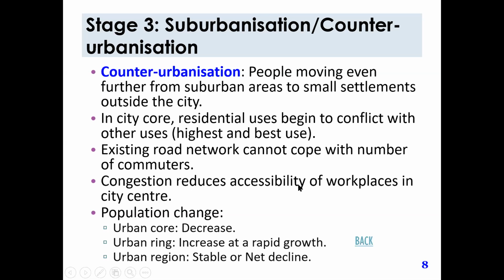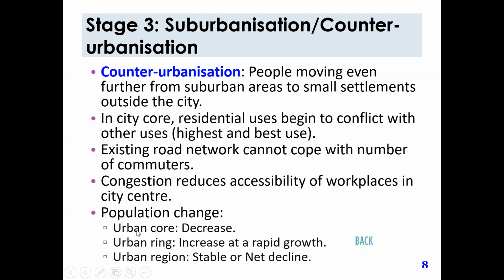Congestion reduces accessibility of the workplace in the city center. So now you take longer to commute from your houses to the workplace. Accessibility, increased travel time, increased cost. Traffic cost is not just your petrol, your toll, but also accidents must be taken into consideration as well. Accidents, although they don't occur regularly to you, but as a whole to the population, if the traffic is high enough, it will increase the cost caused by accidents. Okay. Then what happens to the population at the urban core?